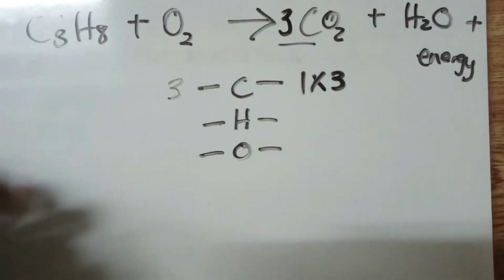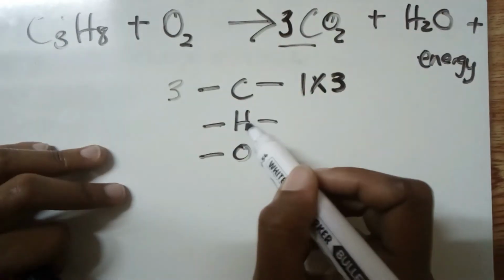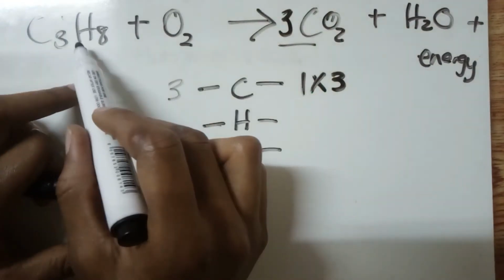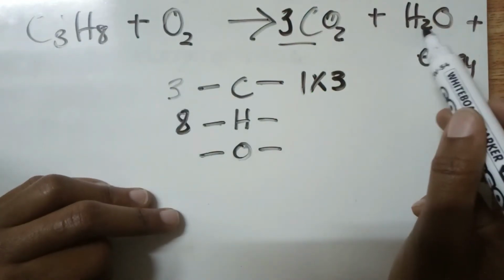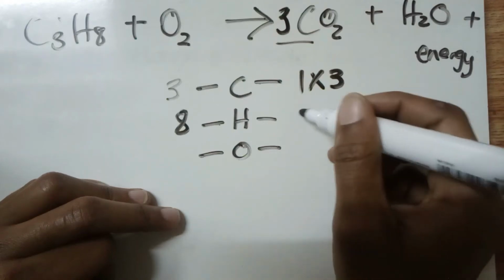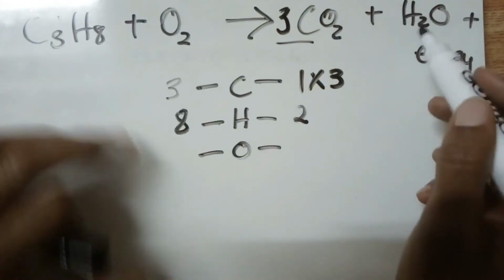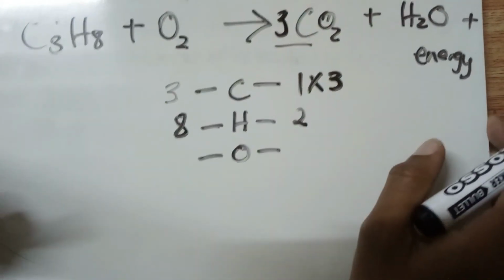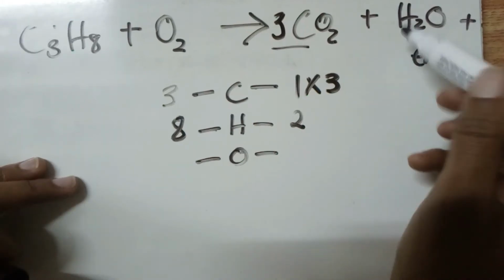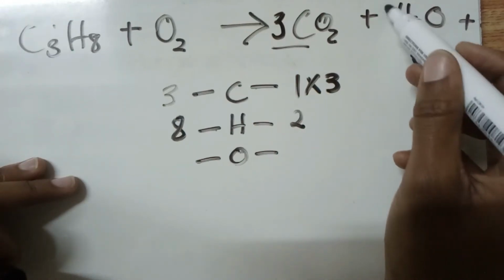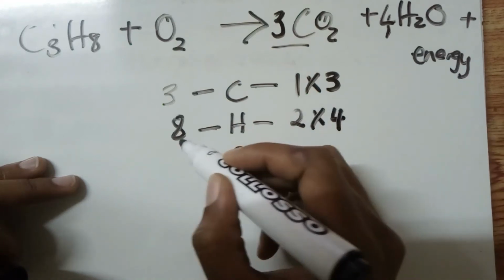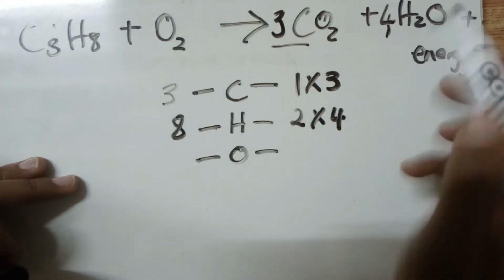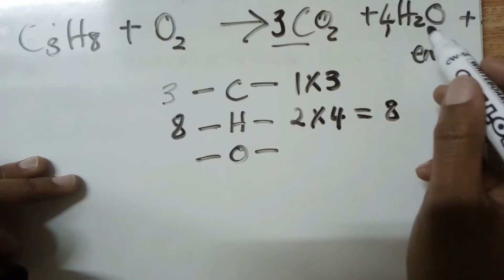Cool, right? And then I go to the next thing, hydrogen. How many hydrogens do I have on this side? I have 8. And how many hydrogens do I have on the other side? I only have 2. So how do I balance them? This means if I have 2, I can put 4 here. If I put 4 here, so 2 multiplied by 4 will give me 8. If I put 4 here, I'll now have 8 hydrogens, right?